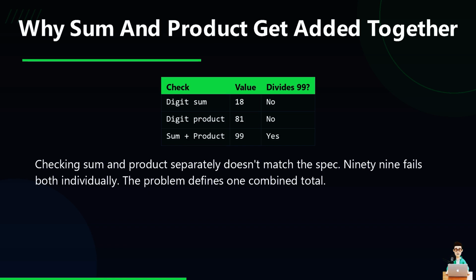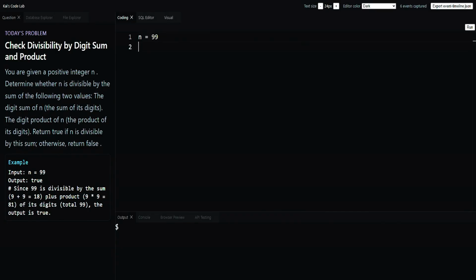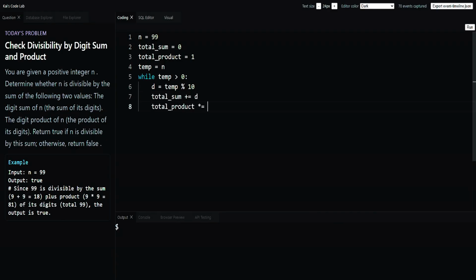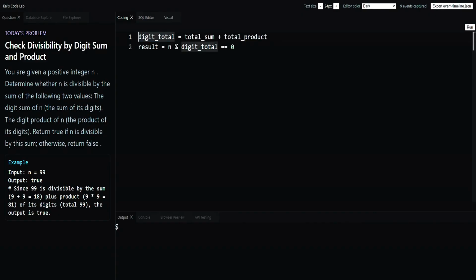We keep a working copy of n called temp since we are about to tear it apart. Each loop, mod 10 peels off the last digit, refold it into the running sum and product, then integer division by 10 drops that digit and shrinks temp for the next round. Once the loop's done, add the sum and the product into one total. Then check n mod that total. If there's nothing left over, we return true.